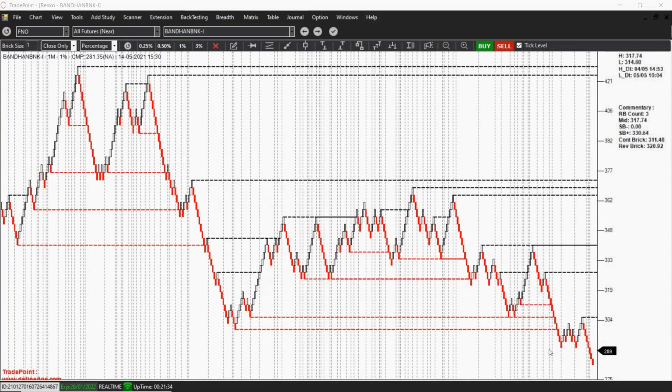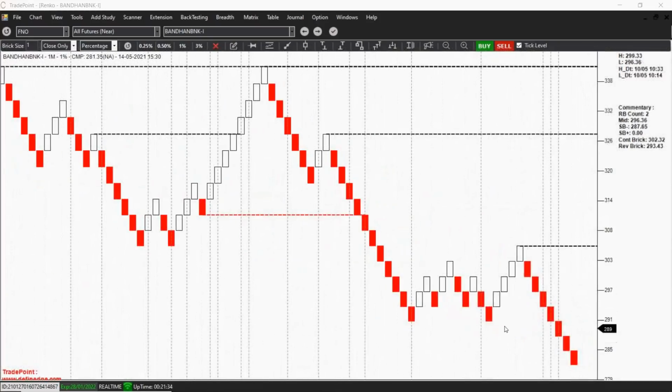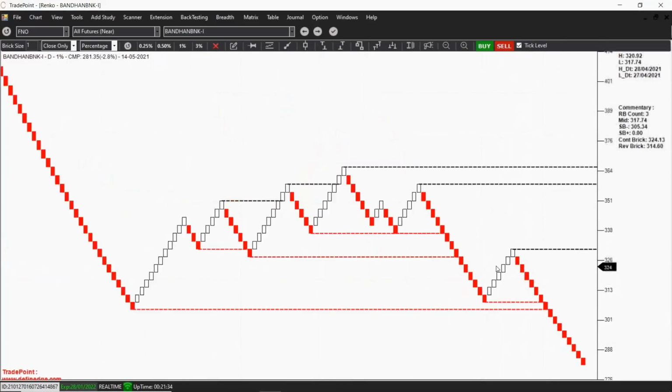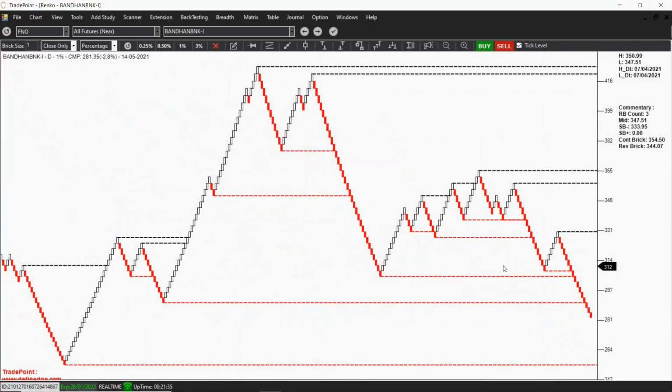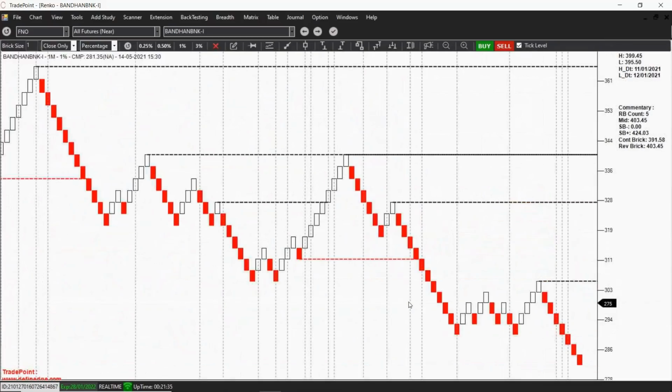All supports are broken, and right now it is also a multi-brick bearish breakout. This was a bearish wick breakout at the top. So it is bearish right now. Even the daily chart is not very bullish. So there's nothing which is very bullish in terms of support. So here we have to give more importance to resistances and plan bearish trades unless it goes above 304.